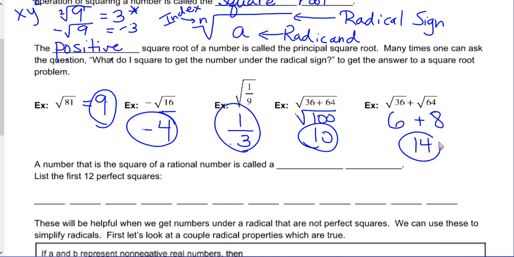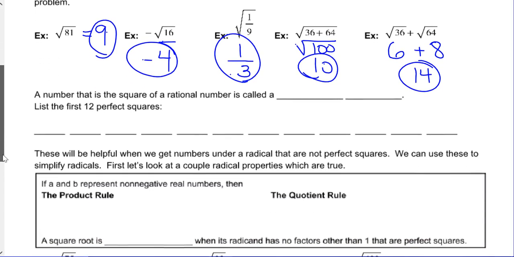When I put those together with the sum, the final answer is 14. Now, in order to do square roots, you want to make sure that you are very proficient in looking at perfect squares. A number that is a square of a rational number is what we refer to as a perfect square. And it is very, very important to be able to recognize these.